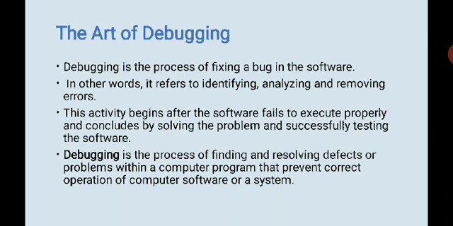identifying, analyzing, and removing. This activity begins after the software fails to execute properly and concludes by solving the problem and successfully testing the software, right? So I was saying that first there will be an error, and only then can you debug it. Debugging is the process of finding and resolving defects or problems within a computer program that prevent correct operation of the software or a system. That's a formal definition. If it comes for 1 mark, you can write this.